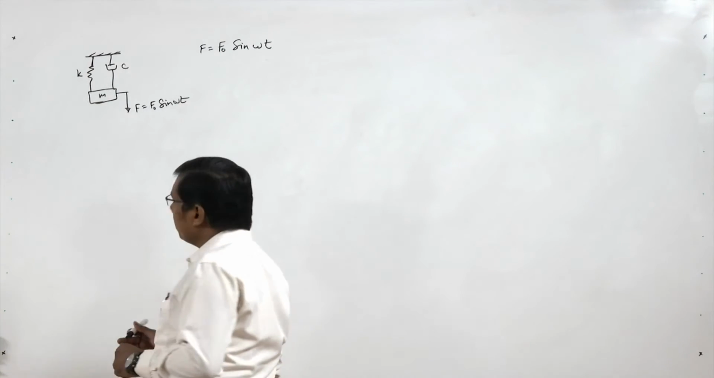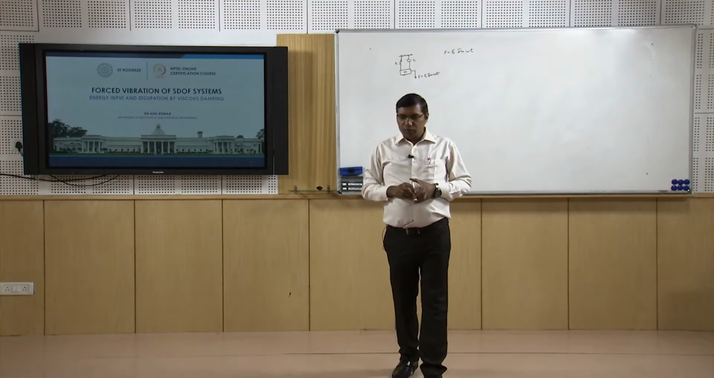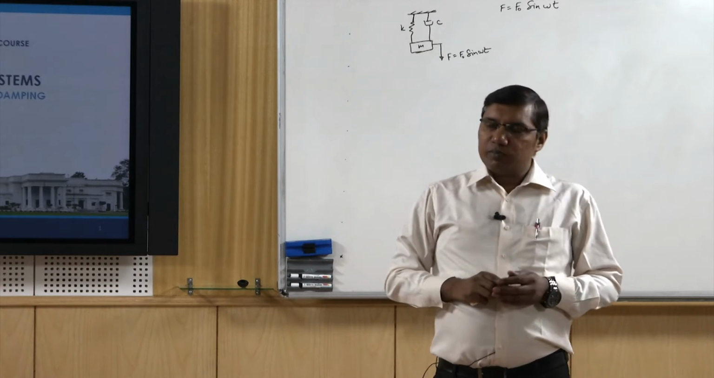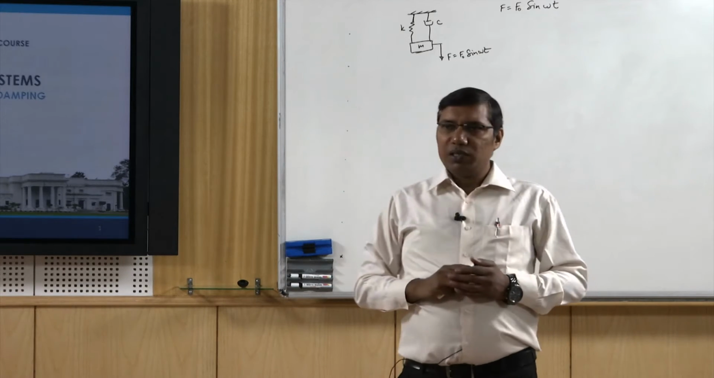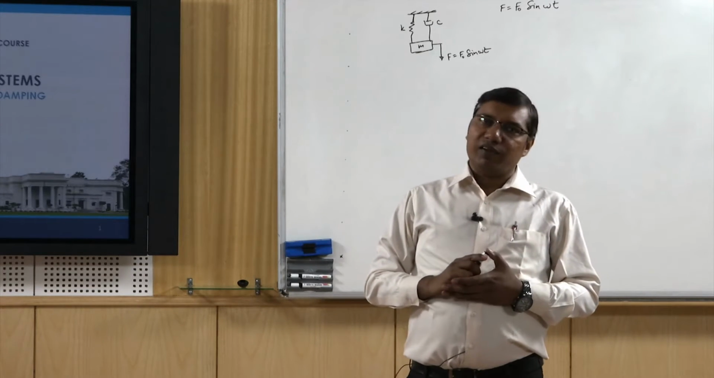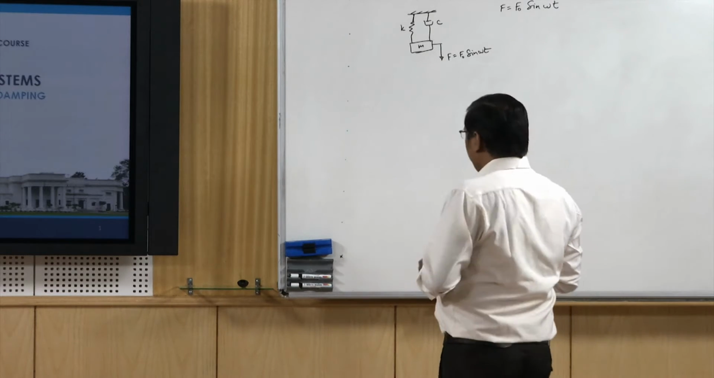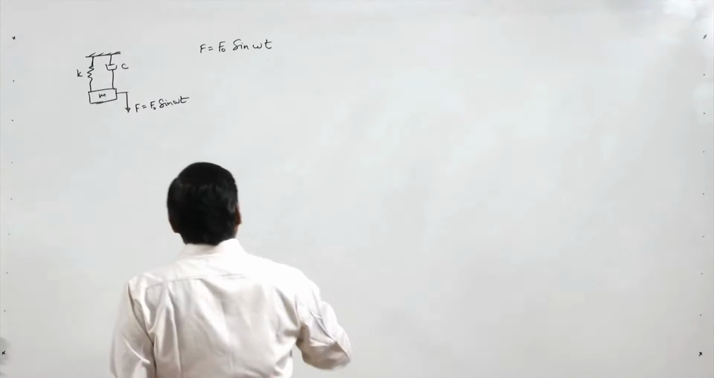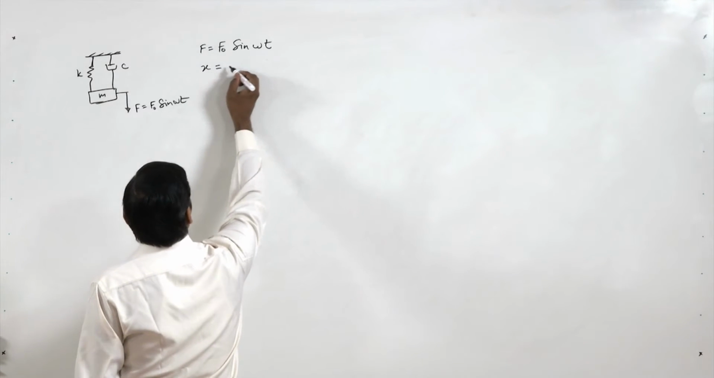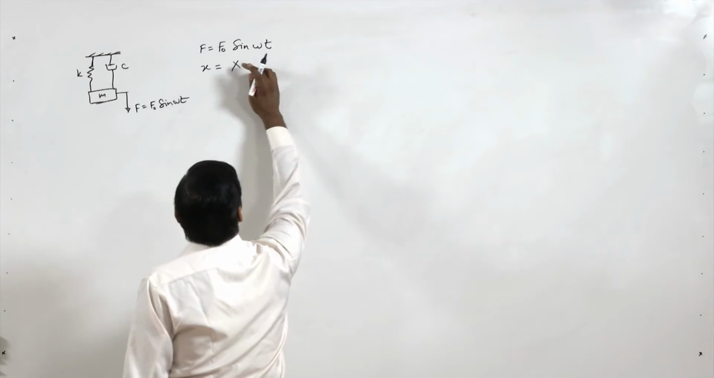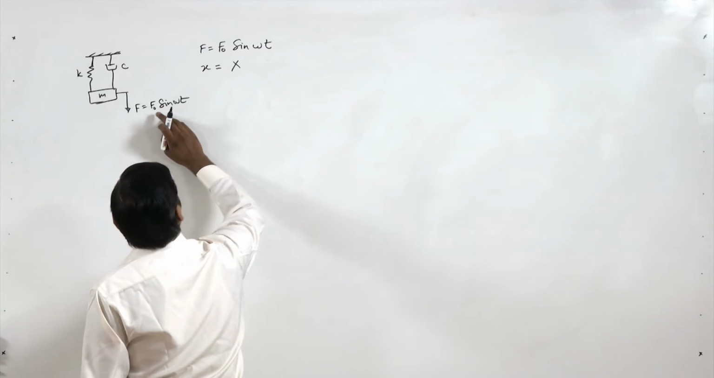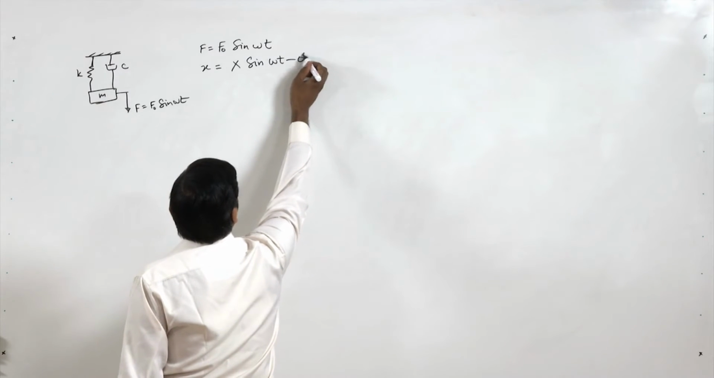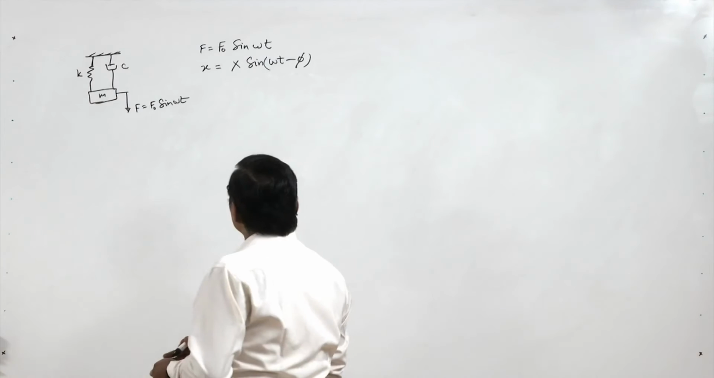Now we know that due to the effect of this force, the response of the system will also be harmonic, but with some phase lag phi. We are talking here about the steady state response. So here x equal to X sin(omega t minus phi). So this is x.